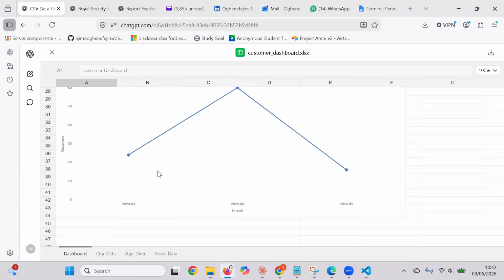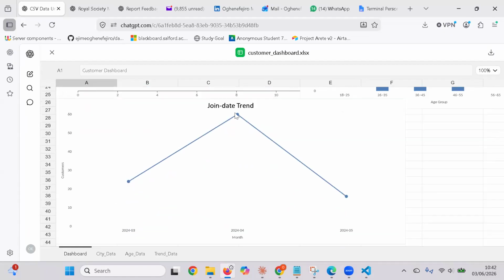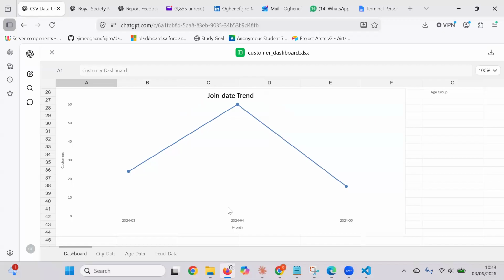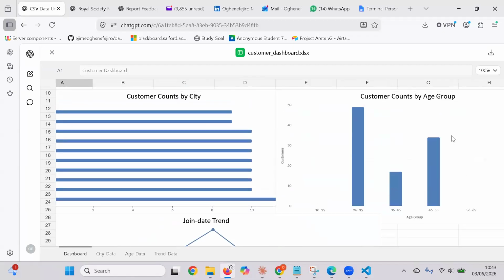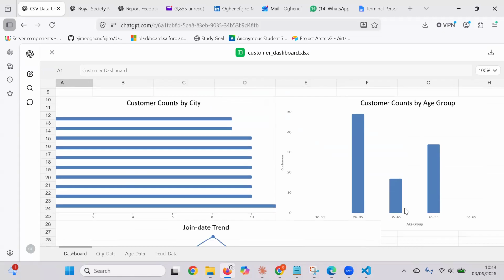It gave us this dashboard, look at it, the dashboard for sign up trend. It went up, then in the month of May it's coming down, meaning most of the sign up came in the month of April 2024. Again, it gave us another dashboard of customer count by age. We have seen this before. 26 to 35 is our most.